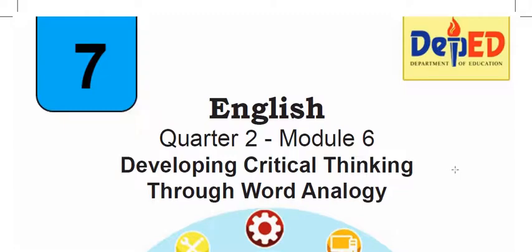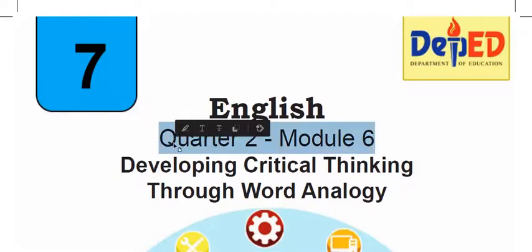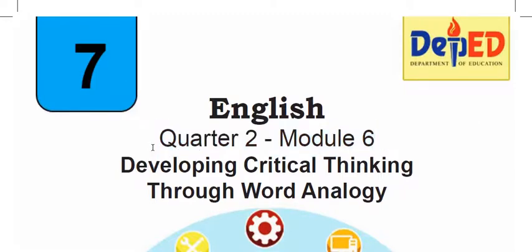So this is Ma'am Jane again, your English teacher, and I will be explaining in this video the first part of English Quarter 2 Module 6 entitled Developing Critical Thinking Through Word Analogy. So don't be confused because when you receive this module, in the next distribution, you will see Quarter 2 Module 6. But your score in this activity will be recorded under quarter number 3 because this module is the remaining module in the second quarter. So we need to finish this one.